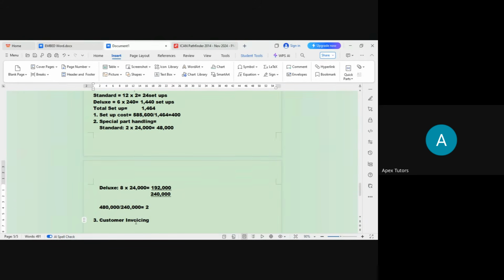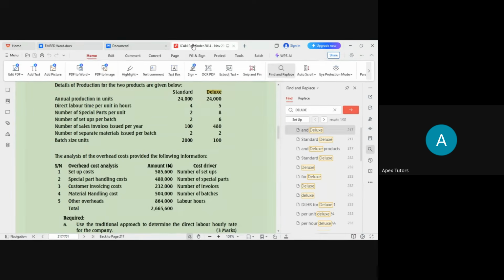Customer invoicing. So, customer invoicing cost. The cost driver is what? Number of invoices. Number of sales invoices issued per year. For standard is 100. For the loss is 480. This is not related to units. So per year for the whole period is given. When you add both together, the total number of invoices will be what? 100 plus 480.